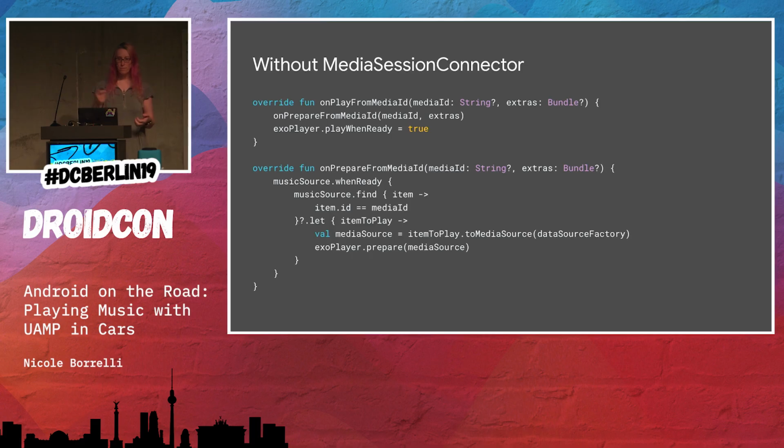If you've made a media browser service, you probably have callbacks like this, where you have onPlay for media ID, and you might just call onPrepare for media ID and then play it. And onPrepare for media ID, you decide, in this case, we just find the one media source and play it. You might create a playlist based on it, that sort of thing.